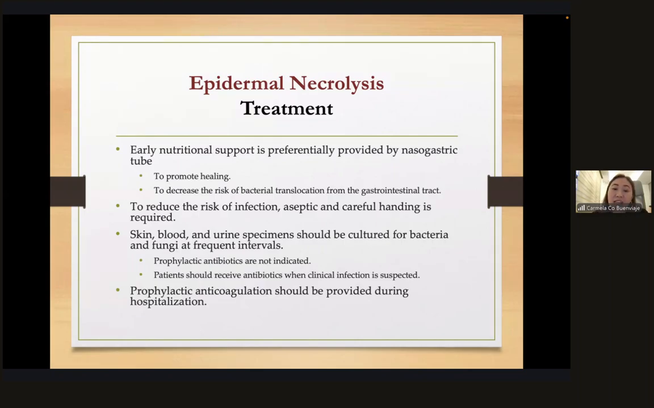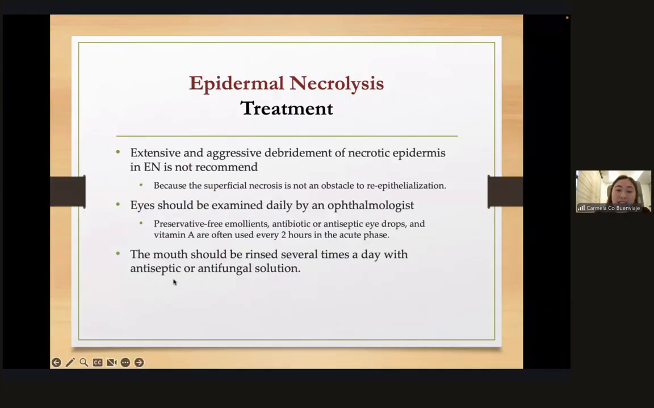Prophylactic anticoagulation should be provided during hospitalization. For prophylactic anticoagulation, this one is kind of required. Extensive and aggressive debridement of necrotic epidermis in epidermal necrolysis is not recommended, okay? Because the superficial necrosis is not an obstacle to the patient's reepithelialization or healing, and it could even further reduce the patient's epidermis or skin if we do debridement.